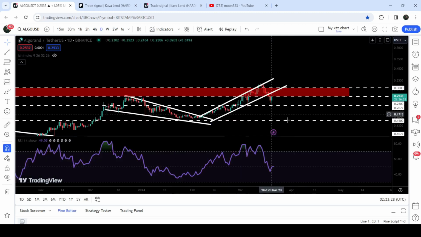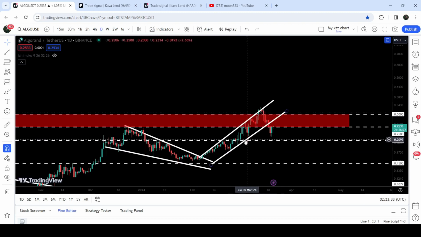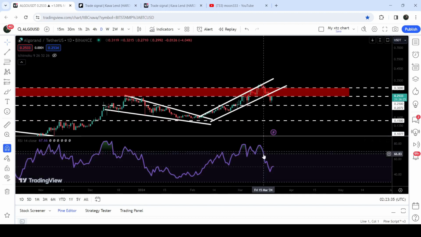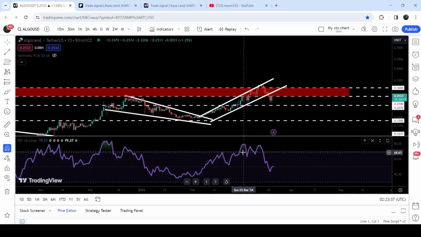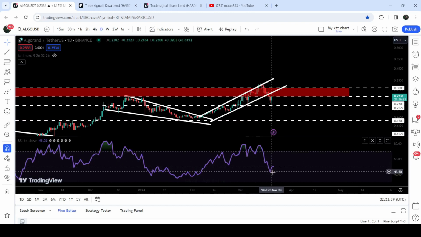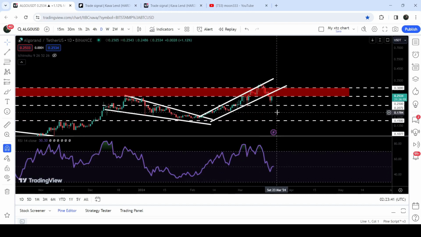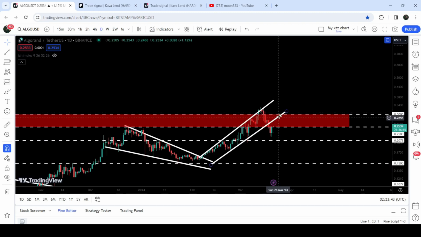But there is also a hidden bullish divergence on this daily time frame chart, as the price line is forming a higher low than the previous low. But if we take a look at the RSI oscillator, then you can see that it is forming a lower low than the previous low. Therefore, there is a probability that the price line may try to re-enter inside this up channel.